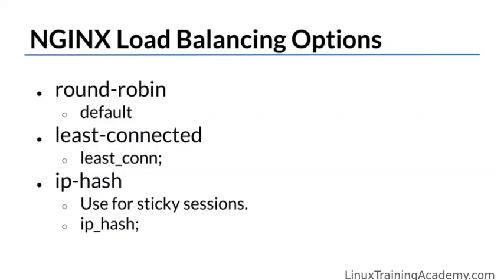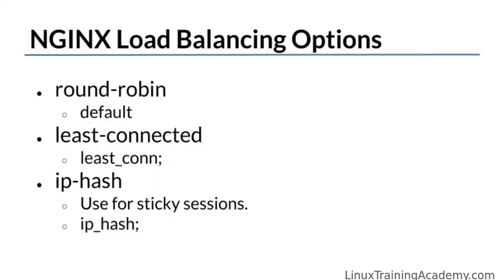The next option is least connected. When using the least connected algorithm, the next request is assigned to the server with the least number of active connections. Use least_conn in the configuration file to use this method.